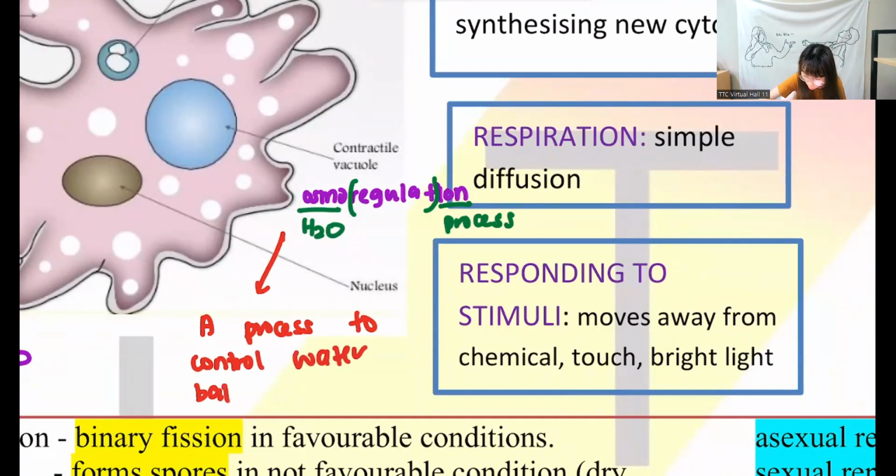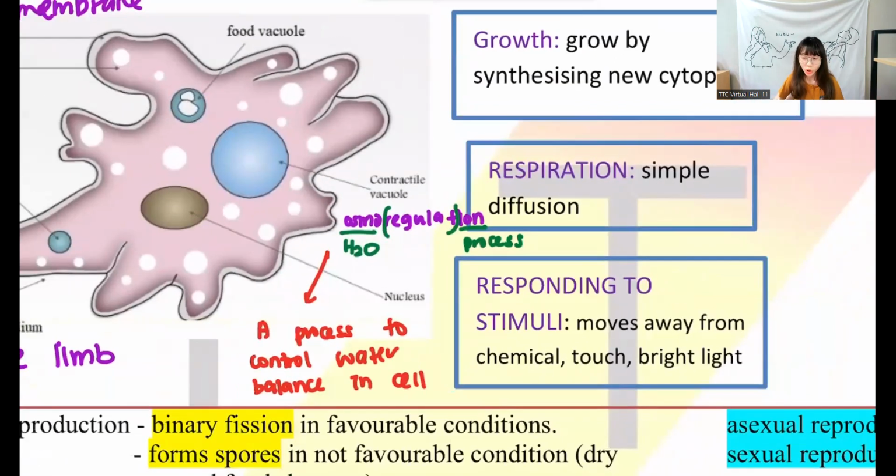Control water balance in the cell. We call this osmoregulation, a process to control water balance in the cell. Okay, so the contractile vacuole is important. With no contractile vacuole, they will die very fast.